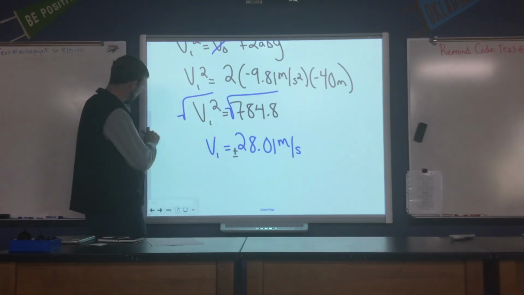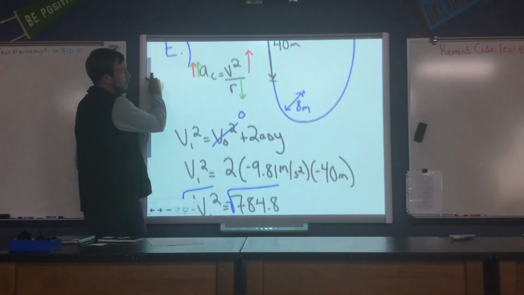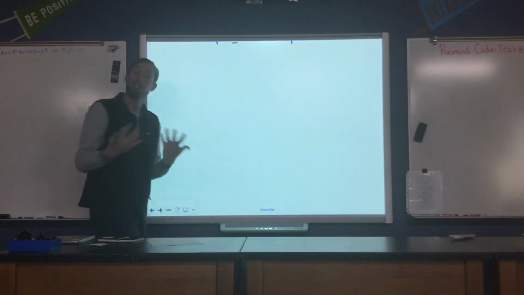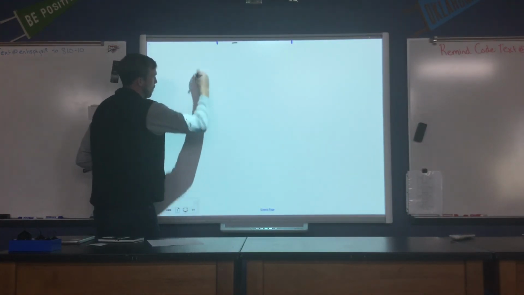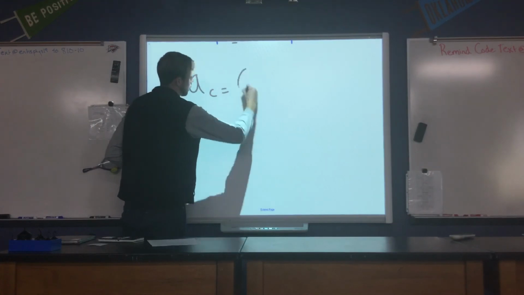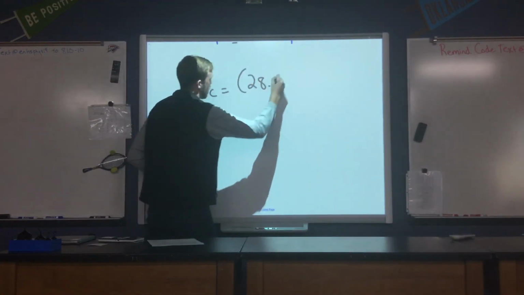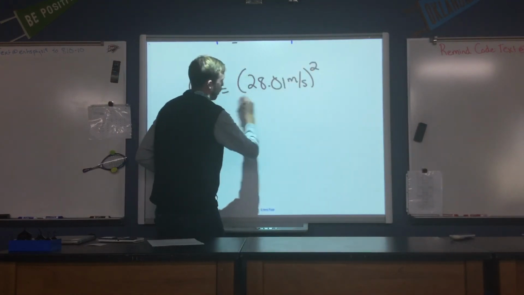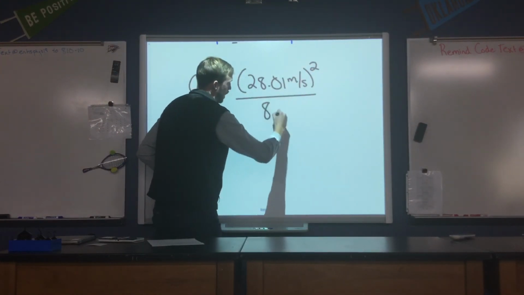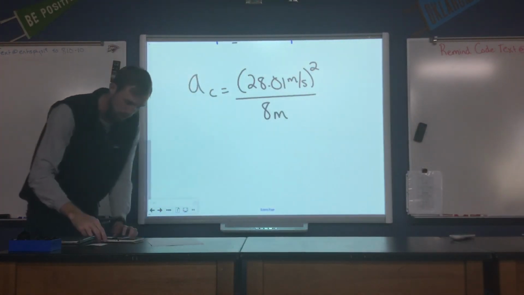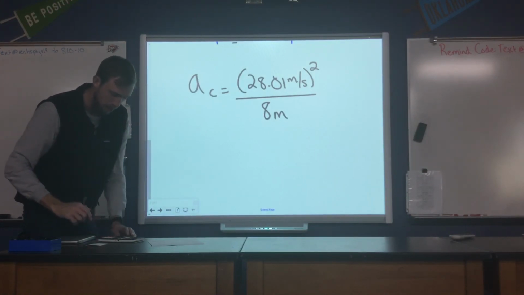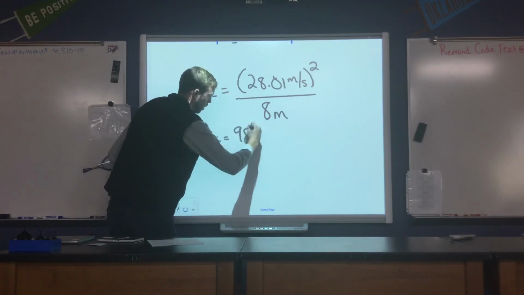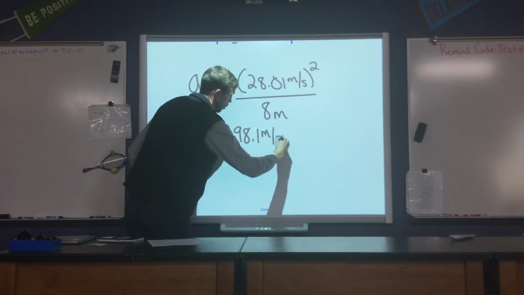So now that we have our value, 28.01, and we know the radius, we can solve for the centripetal acceleration, and that will then allow us to find our g-force. So now we've got a sub c is equal to our velocity. We could use positive or negative here. 28.01 meters per second, quantity squared, divided by our radius, which is 8 meters. We'll plug these values in. Divided by 8, we get a centripetal acceleration of 98.1 meters per second squared.